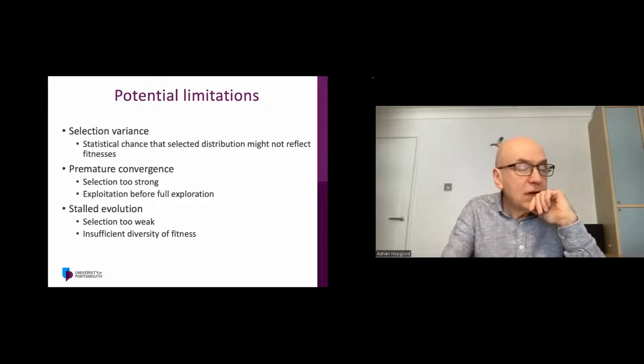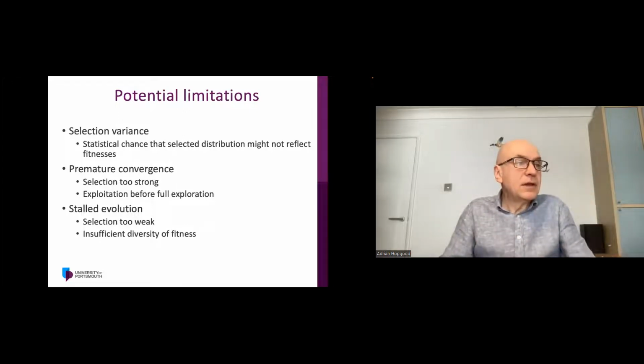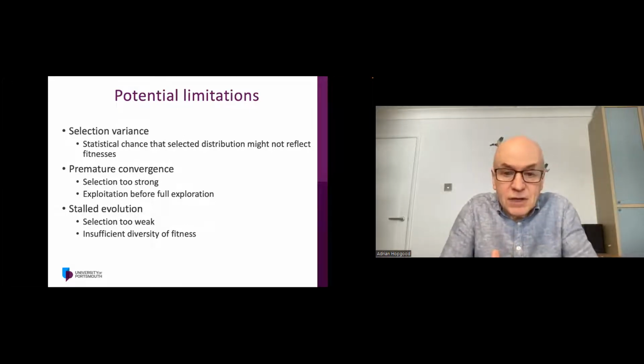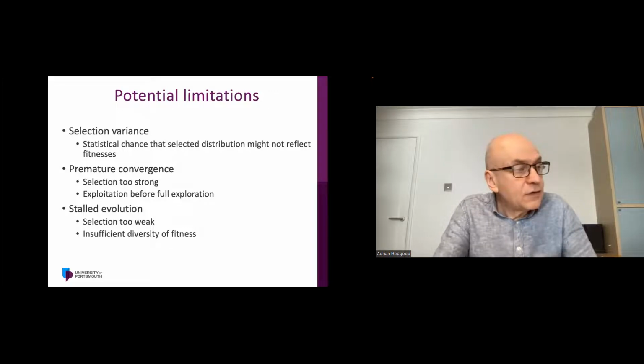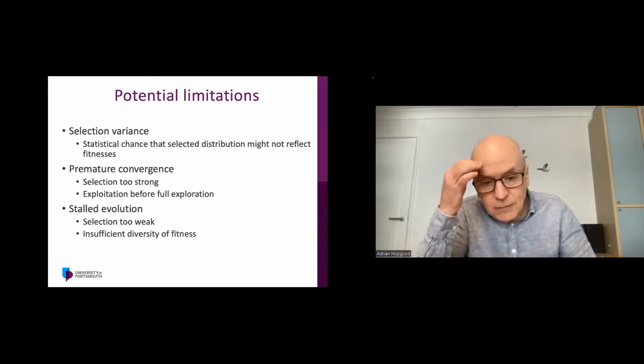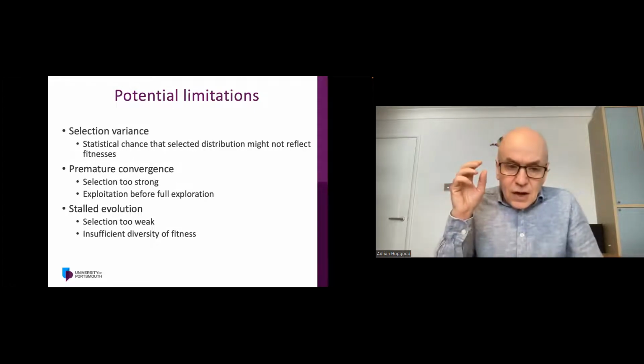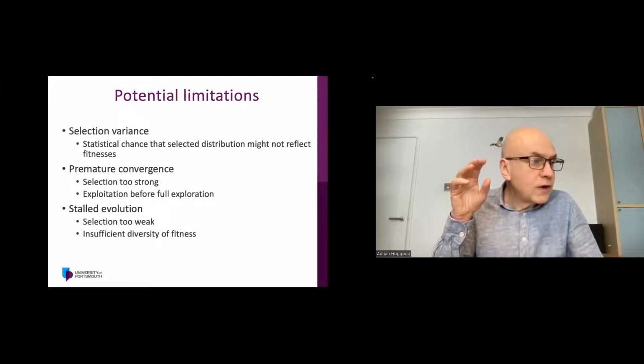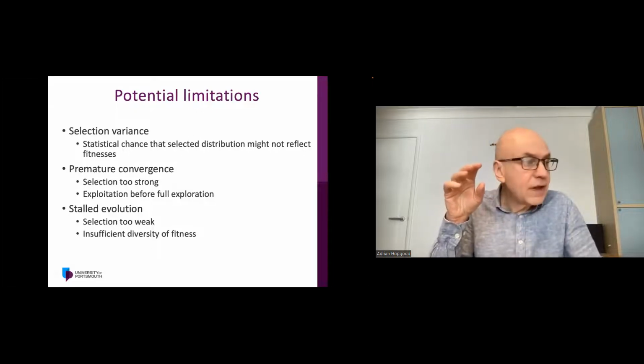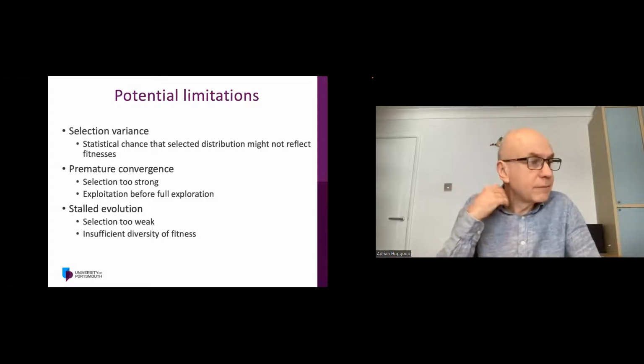But it has some problems. First of all, there's a statistical chance that the distribution might not reflect the fitnesses. Even though X was the least fit, you might just by chance pick it more times. You also have these two problems that are common in genetic algorithms of premature convergence and stalled evolution. Premature convergence is when the selection is too strong and your algorithm homes in on a local optimum. It has not explored the whole landscape before it exploits a local optimum.